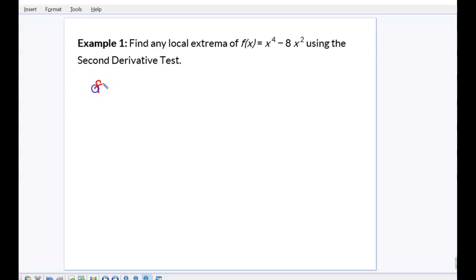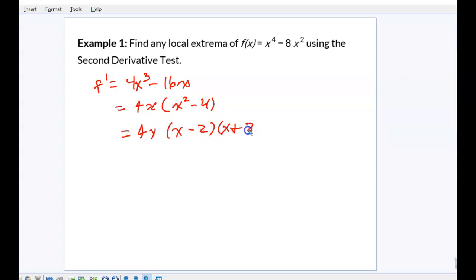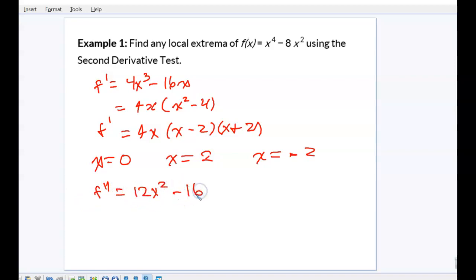Well, same procedure as before. I have to take the first derivative first of all. So I get 4x cubed minus 16x. And I'm going to factor 4x out, and I'm going to get x squared minus 4. And then this will factor into x minus 2 and x plus 2. So my critical numbers are going to be when x is 0, when x is 2, or when x is negative 2. Now if I take the second derivative, it's going to be 12x squared minus 16.